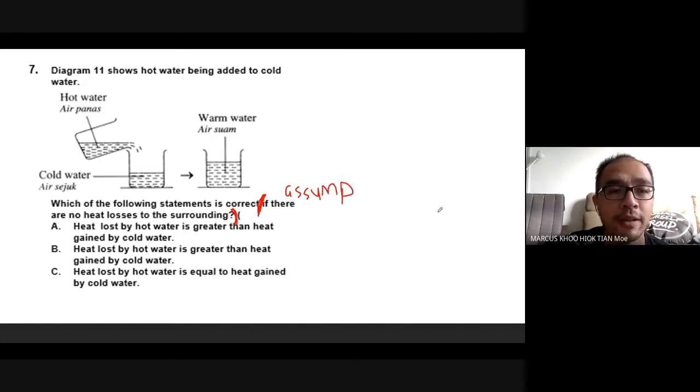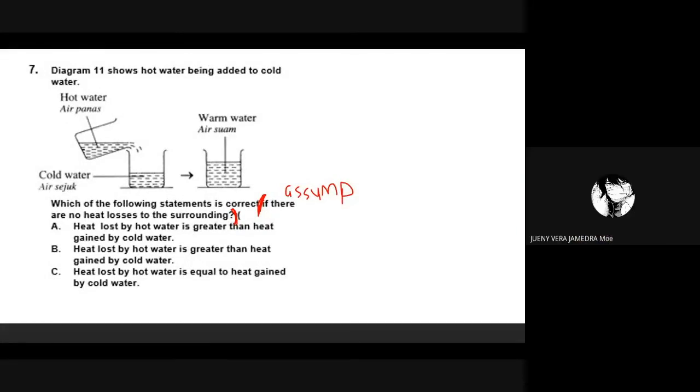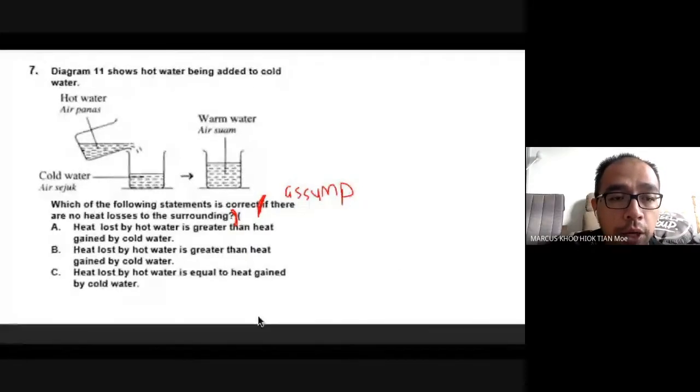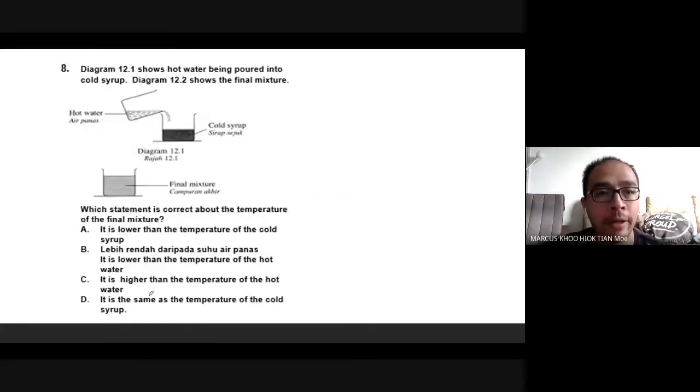Okay, so what is the answer for this? Which of the following statements is correct if there are no heat losses to the surrounding? C. Heat loss by hot water is equal to the heat gain by cold water. Very good. All right, number 8.